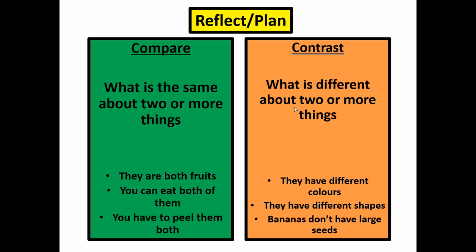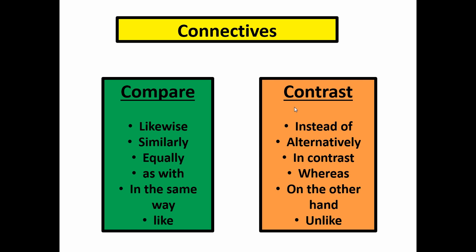But now you need to address the command word, which is compare and contrast. And you need to do that in a very specific way. To do that, you use connectives. So there are comparison and contrast connectives that you need to use when this command word comes up. When you see the word compare, you need to use words such as likewise, similarly, equally, as with, in the same way, and like.